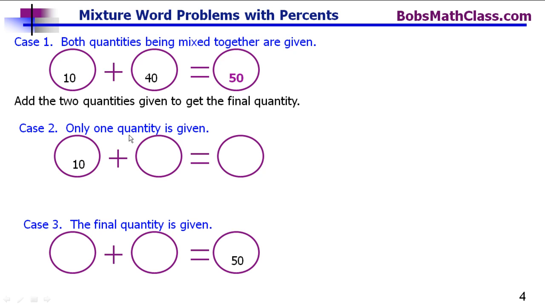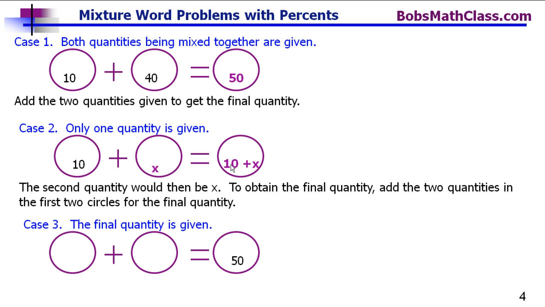Case 2, only one quantity is given. If they give us one of these, it doesn't matter which one, then the other one has to be x, and we always add those two to get our final quantity, just like over here. 10 plus 40 equals 50. 10 plus x equals 10 plus x. So the second quantity would be x. To obtain the final quantity, add the two quantities in the first two circles. It's always a plus. Don't write 10x because that's multiplication, and we're adding these two quantities.